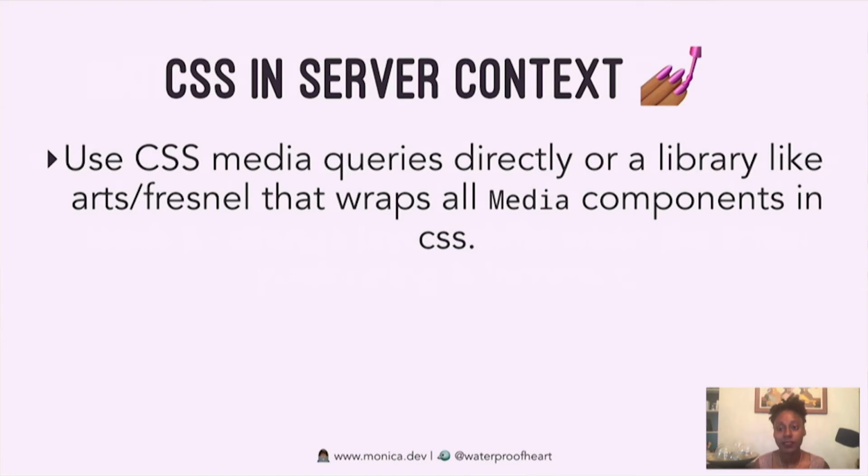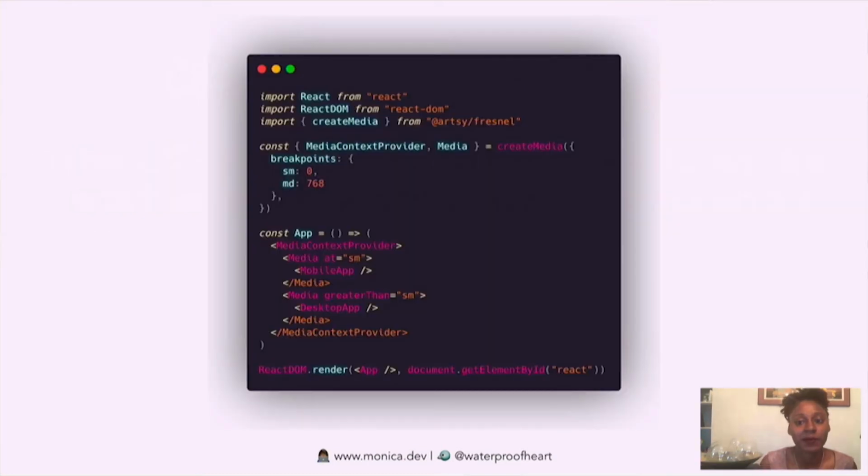It is preferable to use CSS or a library like Fresnel, which wraps all the media components in CSS, instead of Match Media in server-side rendered applications to lay out content. Since CSS loads before JavaScript, styles applied via CSS, unlike JavaScript, should visibly match what you expect on the page on the initial load. Let's walk through an example of how Fresnel can be used.